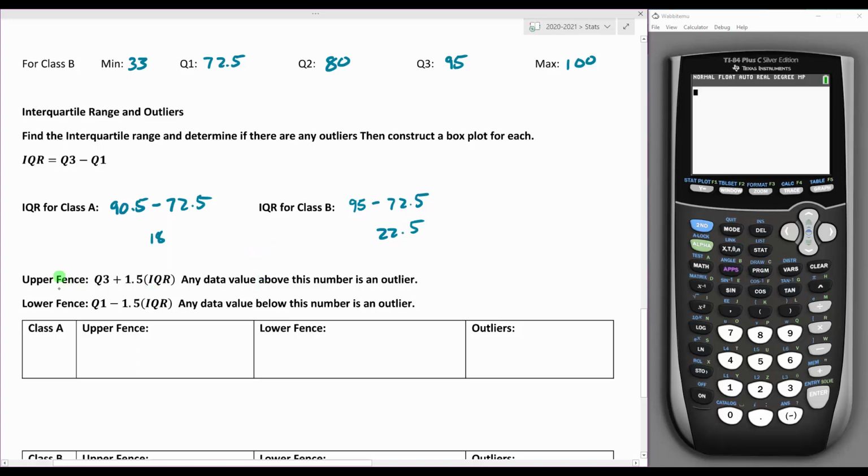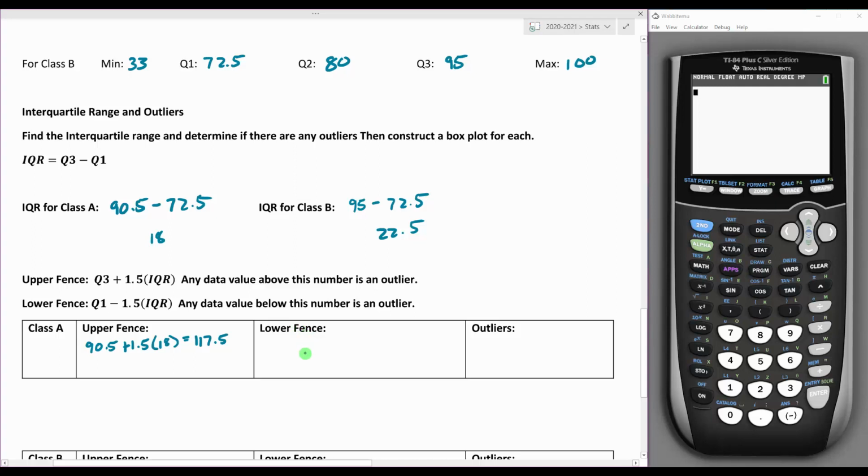Now the next thing we're going to calculate is what's called an upper fence. We'll talk about why it's called a fence in just a minute, but let's just calculate it real quick. The calculation for this is quartile 3 plus 1.5 times the IQR. So we take 90.5 plus 1.5 times 18, and that number is 117.5. We'll come back to that number in just a minute.